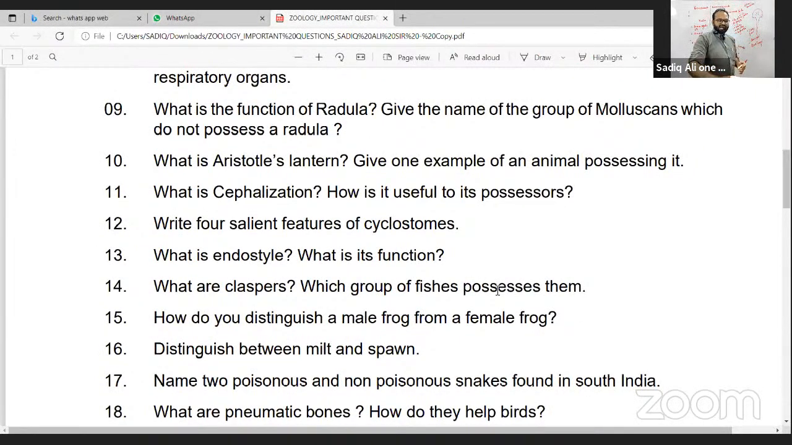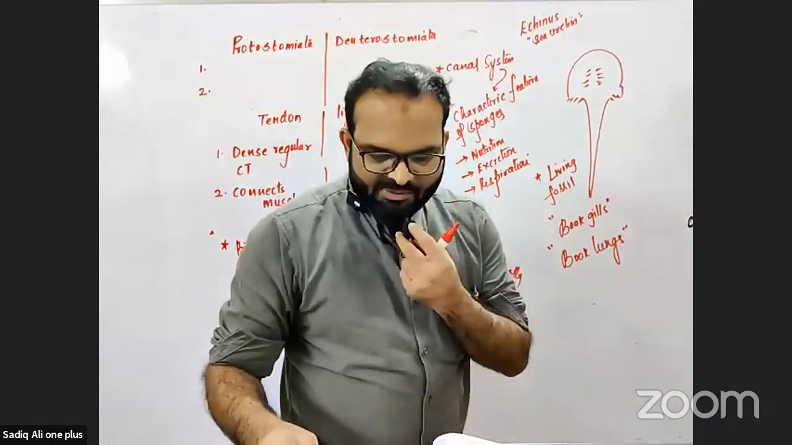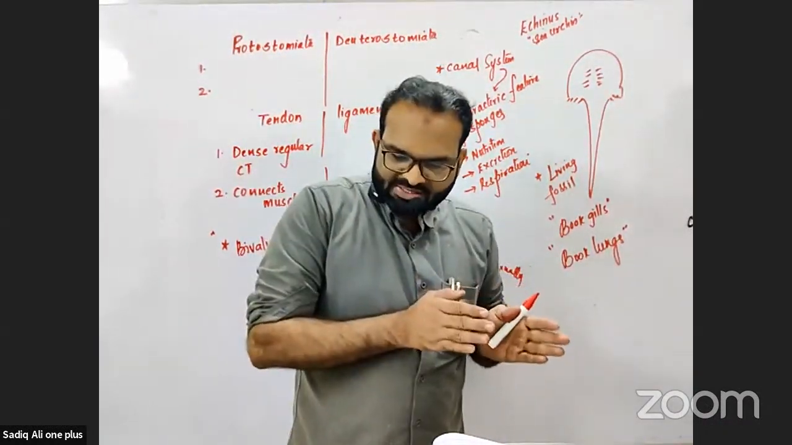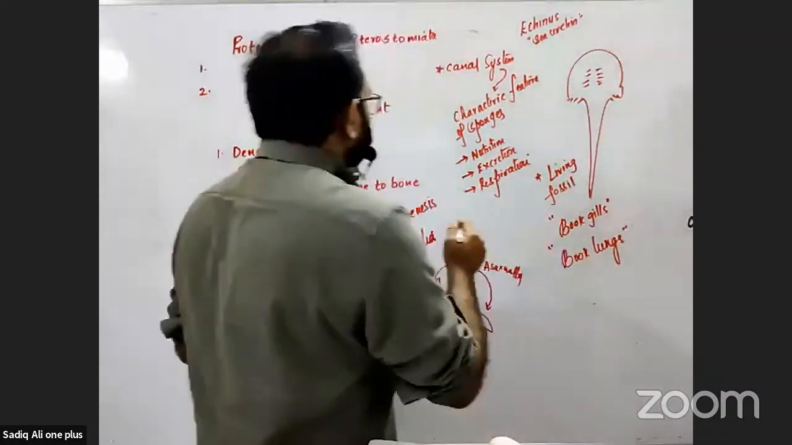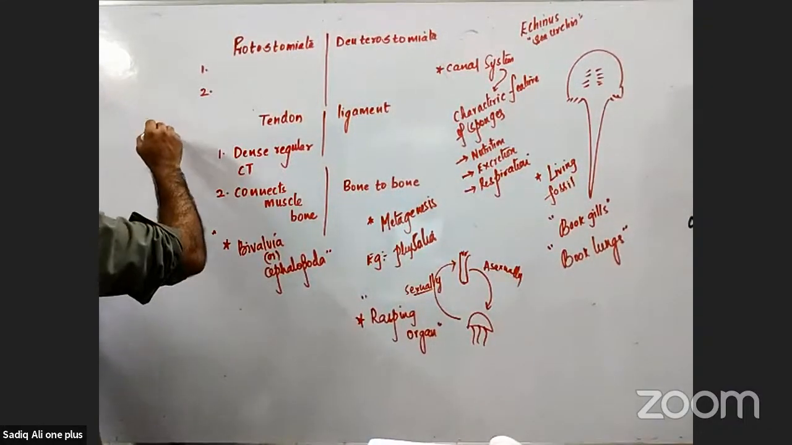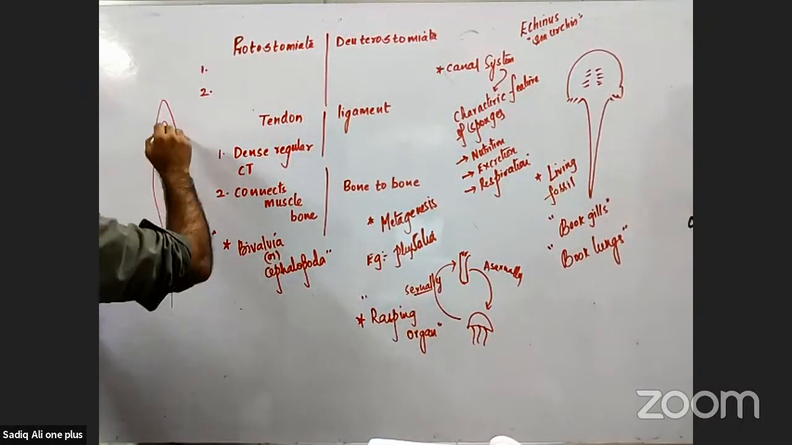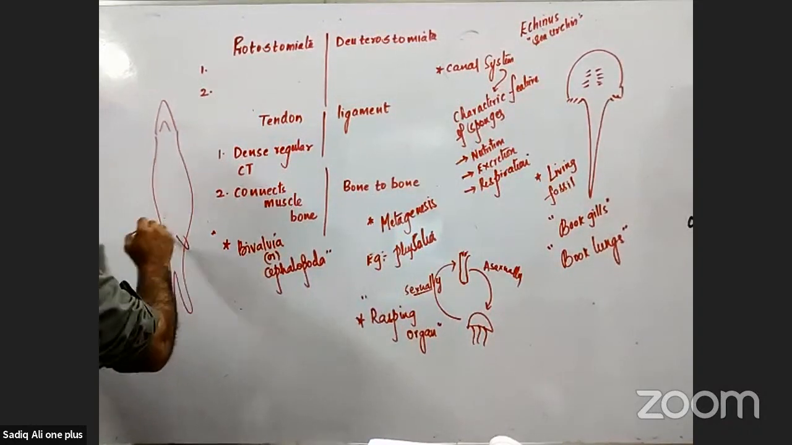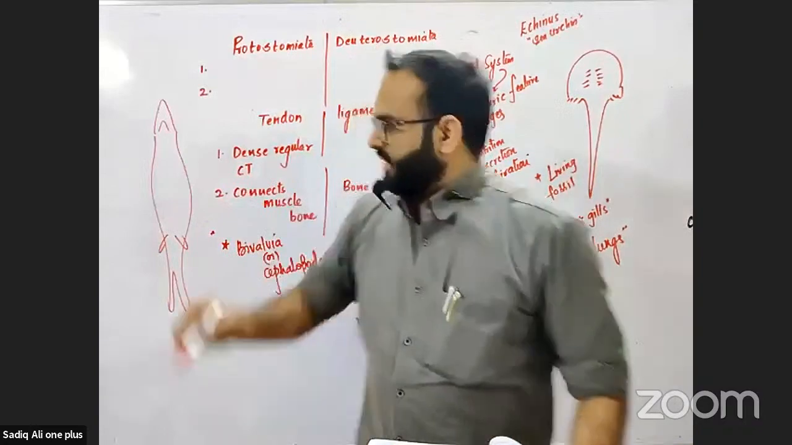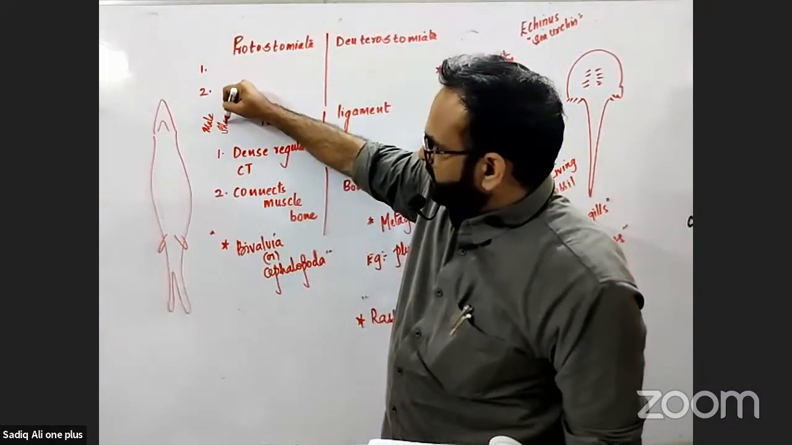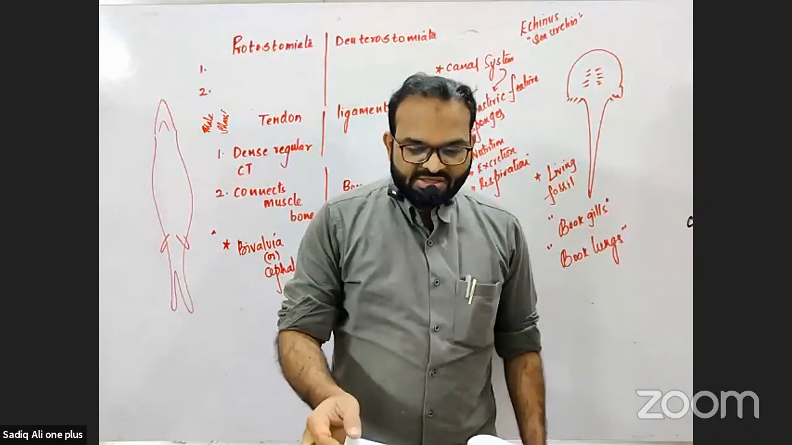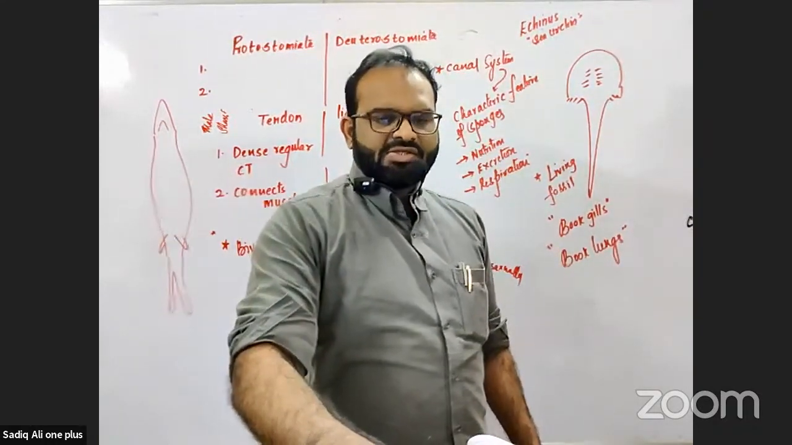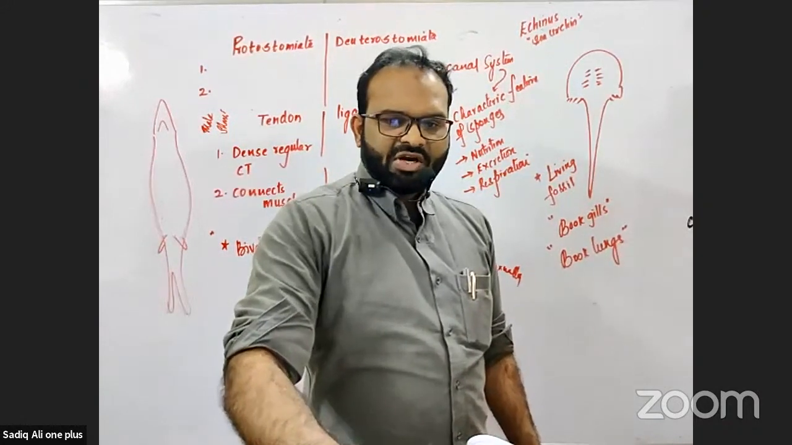Next question. What are claspers? Which group of fishes possesses them? Again, a very easy question. Claspers are copulatory organs formed near the pelvic fins of the male shark. I have drawn this type of diagram also. If the board is visible to you, this is a shark. Here, near the pelvic fins of the male shark, they are present. They are found in cartilaginous fishes, example, shark. Students, is this clear to everyone? Have you understood this answer also?